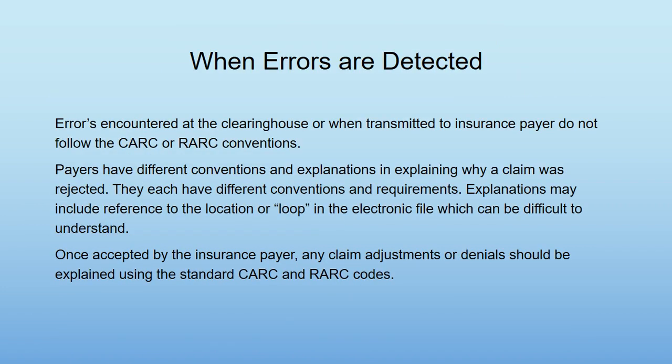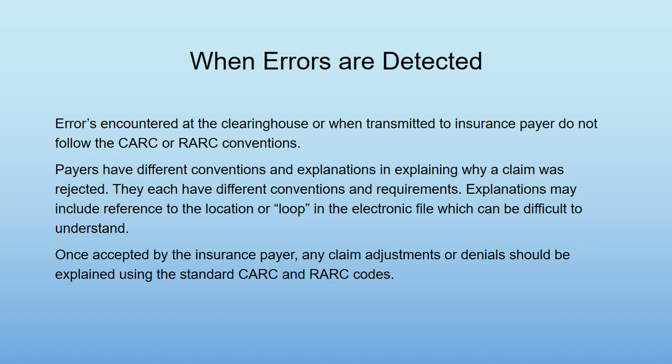When errors are detected at the clearinghouse, or when the claims are transmitted to the insurance payer, they don't follow the CARC and RARC convention codes. Payers usually have different conventions and explanations as to why a claim was rejected before they'll accept it for payment. And these can be very cryptic. This can be very frustrating for a billing specialist.